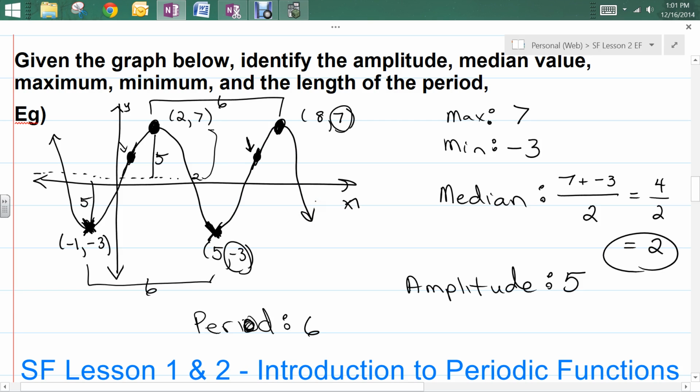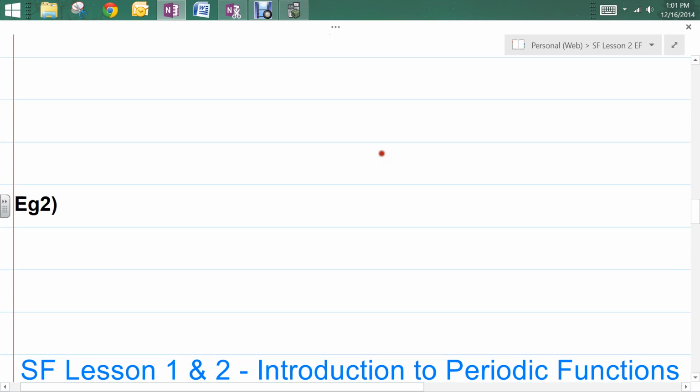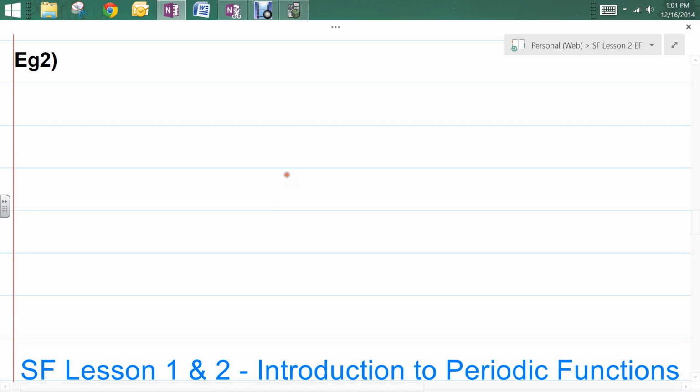I'm going to give you guys another one of these to do to see what happens. Okay, the max is 7, the min is negative 3, the median is 2, the amplitude is 5, the period is 6. Do they have to be whole numbers? No. They can be decimals. Okay? I'm not going to give you decimals in this next question, but I want you to know that they could be decimals. So if I look up at example number 2, I'm just going to draw another grid.